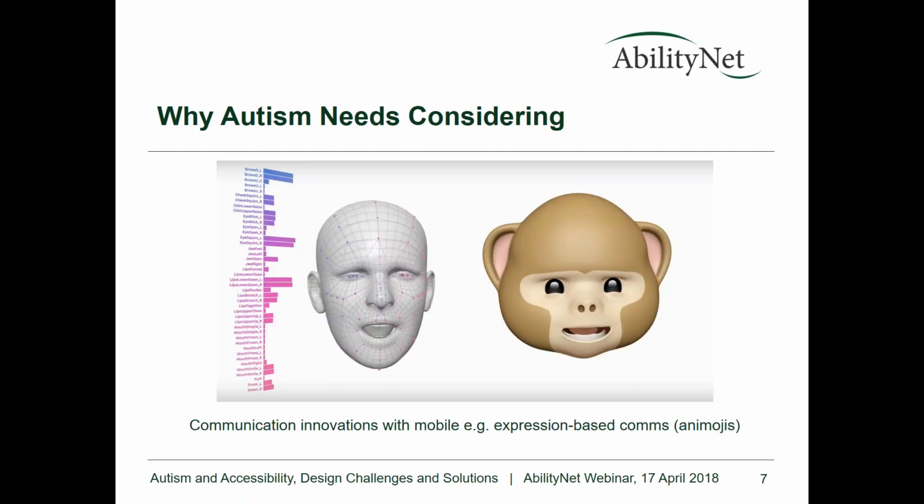Another example is how communications with technology are becoming much more expression-based. An example would be Animojis with the recent iPhone X release. If, for example, with autism, we talk about things like facial agnosia, so a struggle at interpreting facial expressions, then again, it's needing to have a conversation about autism.